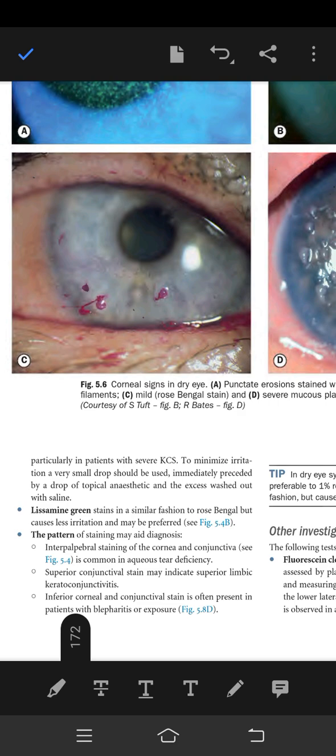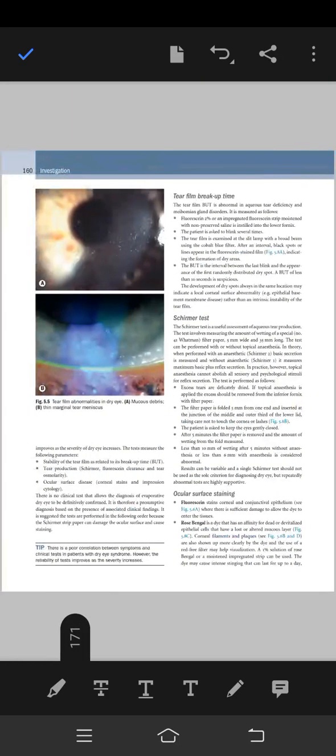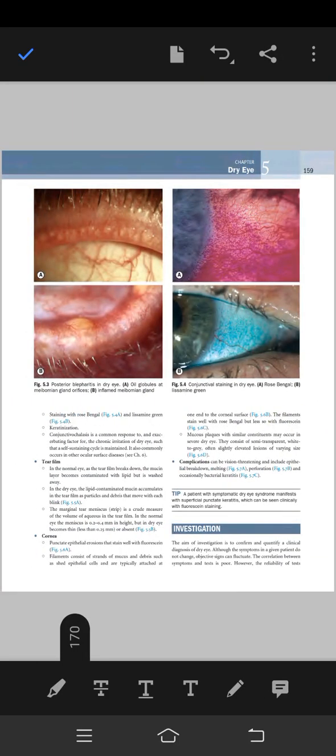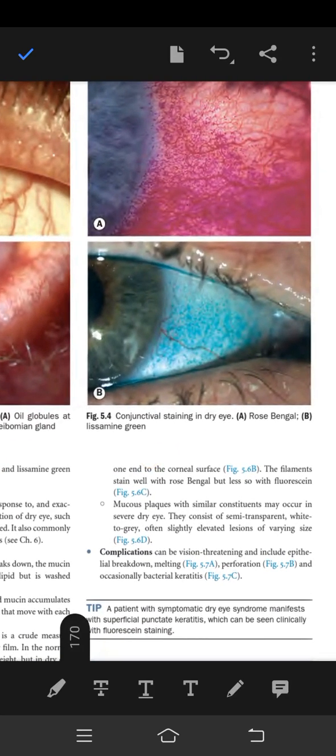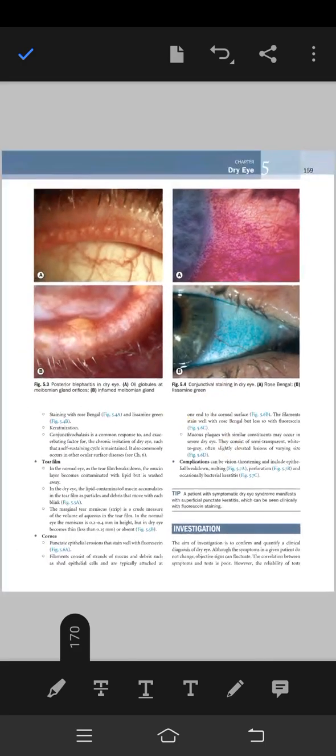Interpalpebral staining of the cornea and conjunctiva is common in aqueous tear deficiency. Superior conjunctival stain may indicate superior limbic keratoconjunctivitis. Inferior corneal and conjunctival stain is often present in patients with blepharitis or exposure. So see figure 5.4. The upper one is the conjunctival staining with rose bengal, and the lower one is with lissamine green stain.